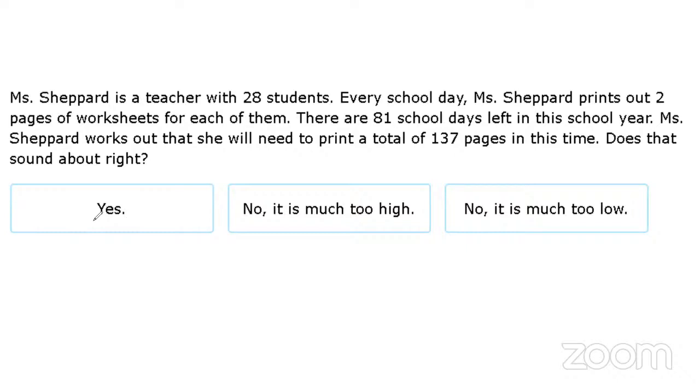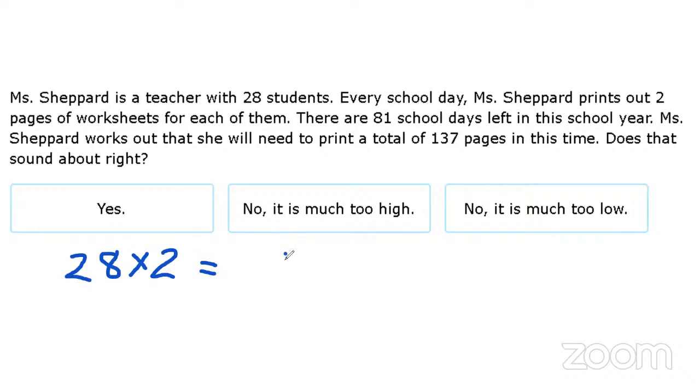I'm just going to run along with that to see if we're really so. Definitely, she has 28 students. If she prints 2 pages of worksheet, each student gets 2 pages daily. Let's see how many worksheets she needs to print for the class each day. So that means we have 28 multiplied by 2, because we need to see how many she's going to print each day. 28 multiplied by 2, what would that be? 28 times 2 is what, guys? Go ahead and help me with that in the chat.